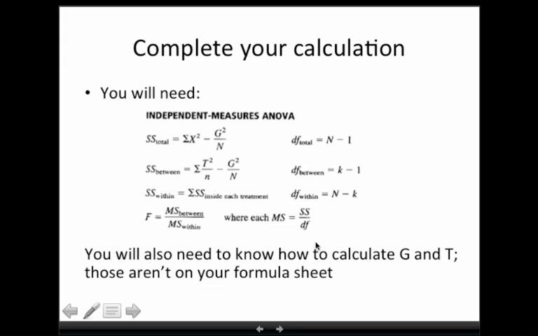For independent measures ANOVA, these are the formulas that you will need, and those can be found on your formula sheet. You will also need to know how to calculate G and T. You can see those are in the formulas here, but those aren't on your formula sheet, so you need to know where those numbers come from.